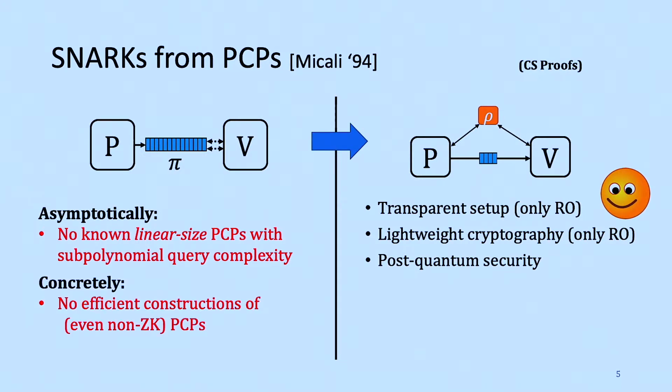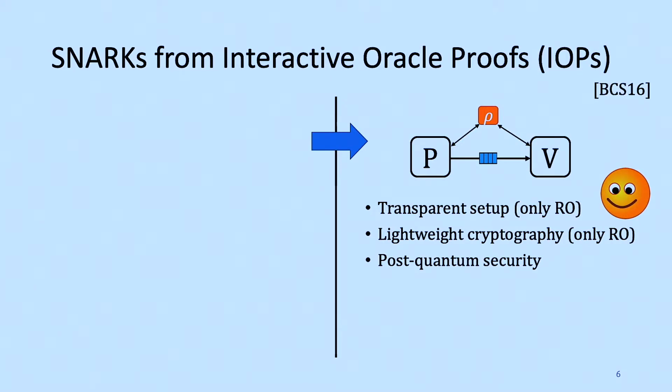And practically, the situation is even worse because we just don't have any efficient constructions of PCPs, even without zero knowledge. If you want zero knowledge, things get even worse than this. So this is unfortunate. And so what we're going to try to do is say, okay, this makes us sad, but we want to construct this same thing on the right that made us happy from something on the left that also makes us happy, right?